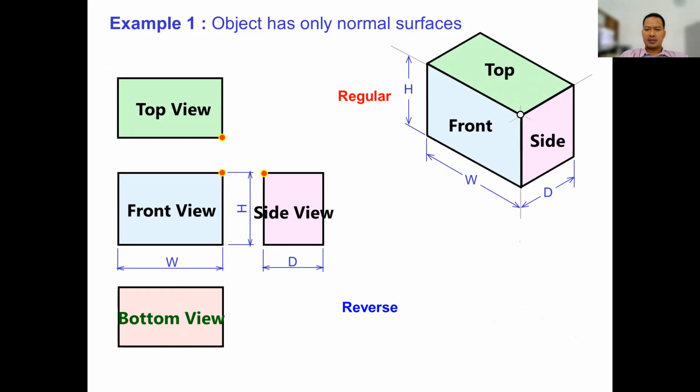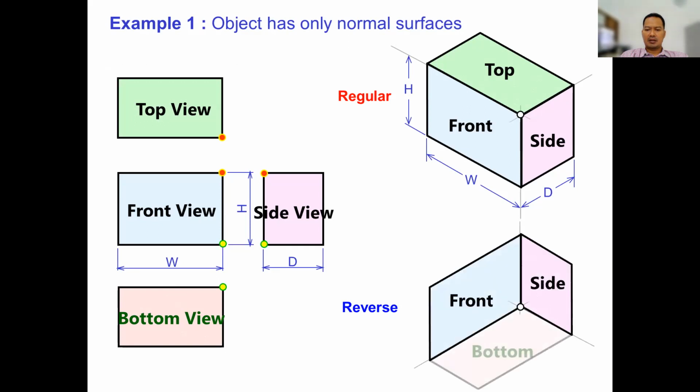And then for the reverse, just put the front, side, and bottom view. So you will get the isometric projection.